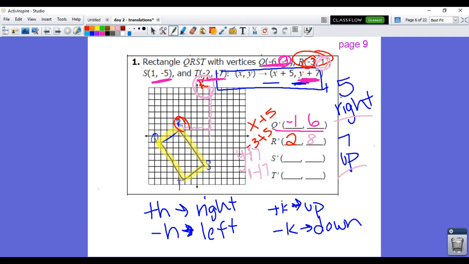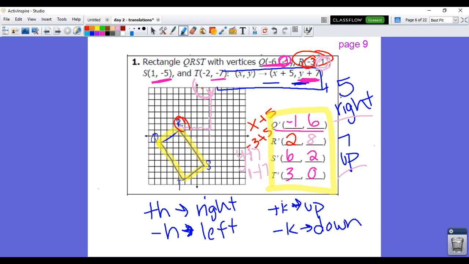And then we do that for all of our points. So 1 plus 5, 6. Negative 5 plus 7, 2. And then that's a negative 2 plus 5. Negative 2 plus 5 is 3. And then negative 7 plus 7 gets us at 0. So this point right here, that's what we're looking for. Those are our translated points.